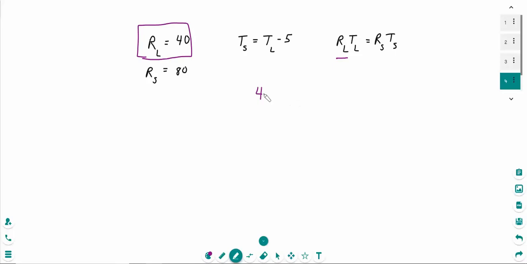So we have a 40 being multiplied by t sub L, which we don't know what a t sub L is, so maybe we'll just write that as a t sub L, equals the r sub S, which we do know, that's an 80, times the t sub S. Now this is where we have to be a little bit creative again, because we're going to recognize here that if I just plug in t sub S right here, because I don't know the number, it's not going to help me because then I still have two variables, right? So what we want to do is plug in what we do know about t sub S.